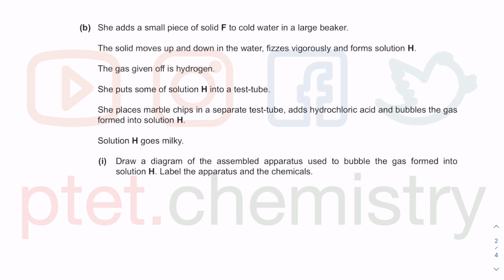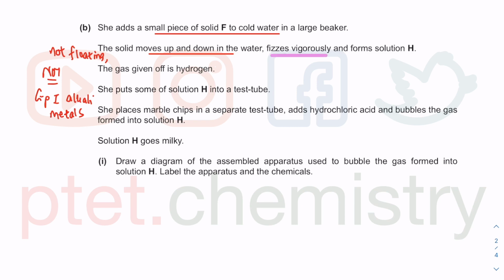In this next question, we add a small piece of solid F to cold water. This solid moves up and down, so it's not just floating. So this one is not your group 1 alkali metal, because only the alkali metals can float on water with low density. It fizzes vigorously, so this is a reactive metal. It reacts with water and also gives hydrogen. So if it is not group 1, it's a reactive metal, so also a metal, but not group 1, so could be group 2. What metal are we looking for in group 2?